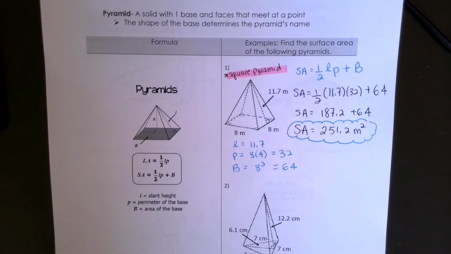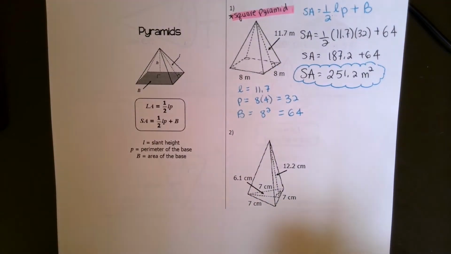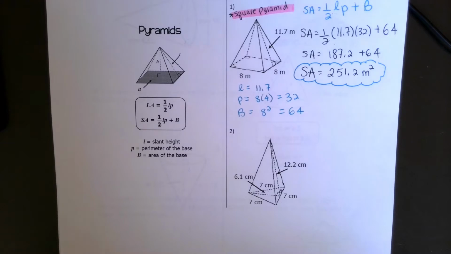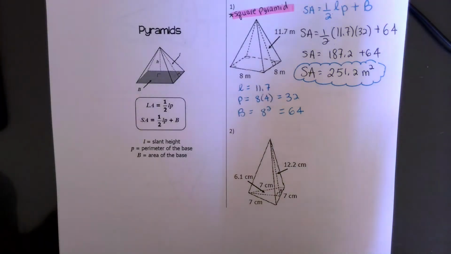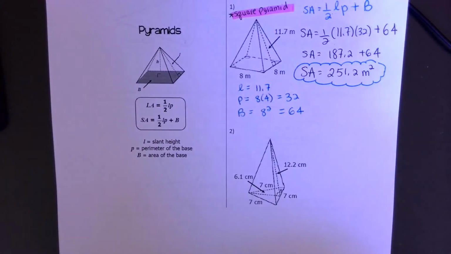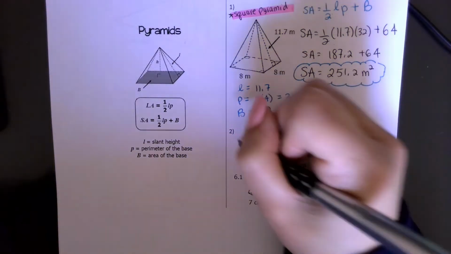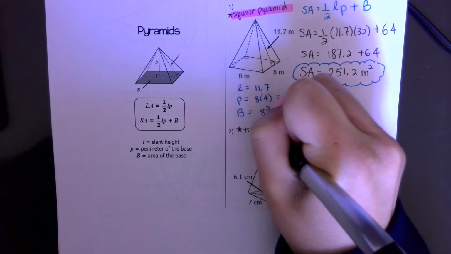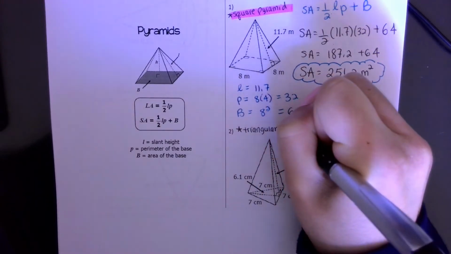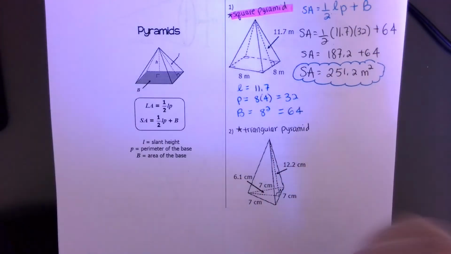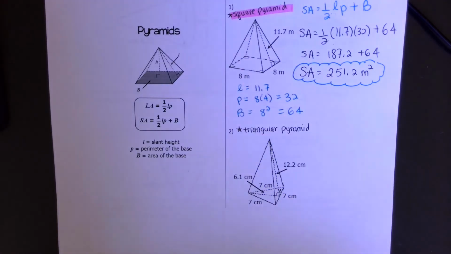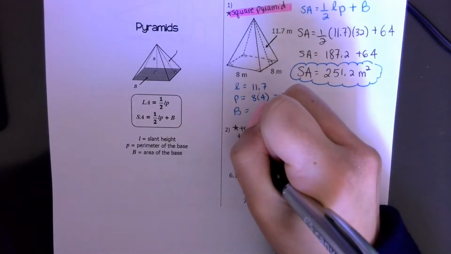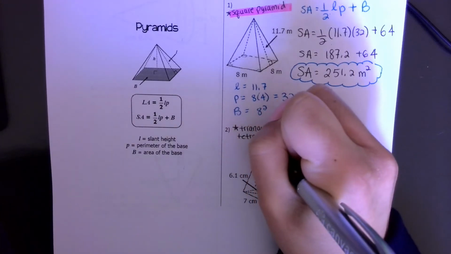Okay, now that was a square pyramid. Let's look at example 2. When I look at my base, I see a triangle. So this is called, you'll either hear it as a triangular pyramid or a tetrahedron. Okay, so either name. There are only 2 examples here, but just know there are a lot with different bases. You have a hexagon as a base, octagon, etc.